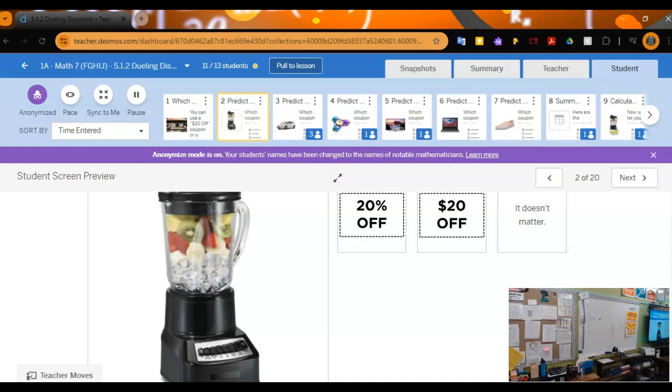If we say the blender costs $50, there's your price tag. What would 10% be? Yeah, because we can just divide by 10. 10% would be $5. How much would 20% be? 20% would be $10. So which is better, $10 or $20? Give me the $20 off, please and thank you.